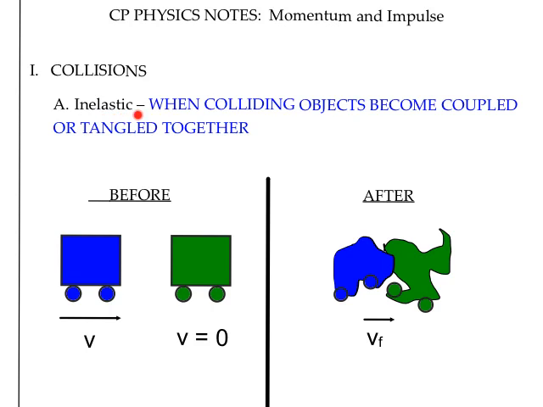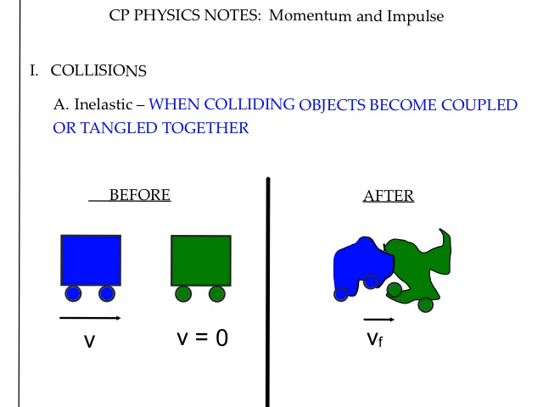And what that means is the colliding objects are going to become coupled or tangled together. You're going to see this before and after picture scenario set up and used quite a bit. So what it's representing is before a collision, this is when the collision occurs, and this would be afterwards, so what the objects look like after they have collided.